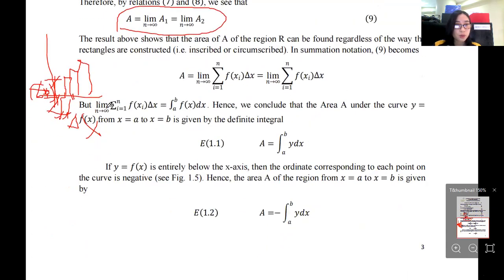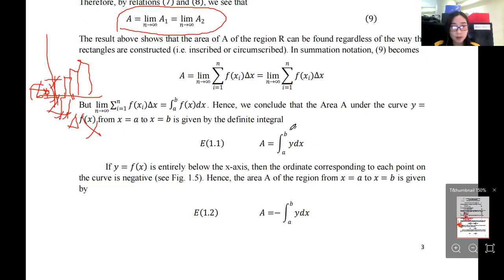Okay? But the limit as n approaches infinity of the sum of f of x sub i times delta x, or length times width, from i equals 1 to n, is equal to the integral notation, the integral of f of x dx from a to b. So, hence, we conclude that the area A under the curve y equals f of x from x equals a to x equals b is given by the definite integral. So now we have our equation 1.1, A is equal to the integral of y dx from a to b.